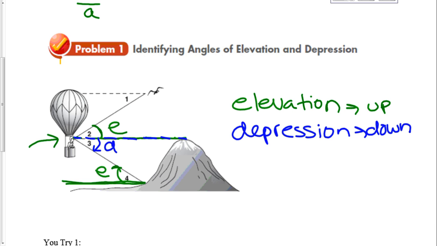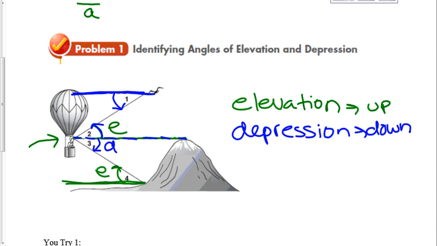It's going from a completely horizontal line downwards. Elevation is going from a horizontal line upwards. Okay, so up and down, you've got to remember. My other angle of depression is 1, because once again, here's a completely horizontal line. To get to the other side of the angle, I have to draw an arrow facing down. So it's an angle of depression. Think about which way your arrows are going.